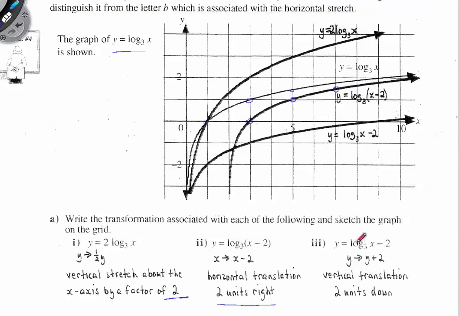Last one here, log x base 3 minus 2. We know that's basically y has been replaced with y plus 2, or it's a translation down by 2. So we can take this point here and put it down here. Take this point here, put it down here. And various points like this one can go down here, and so on.